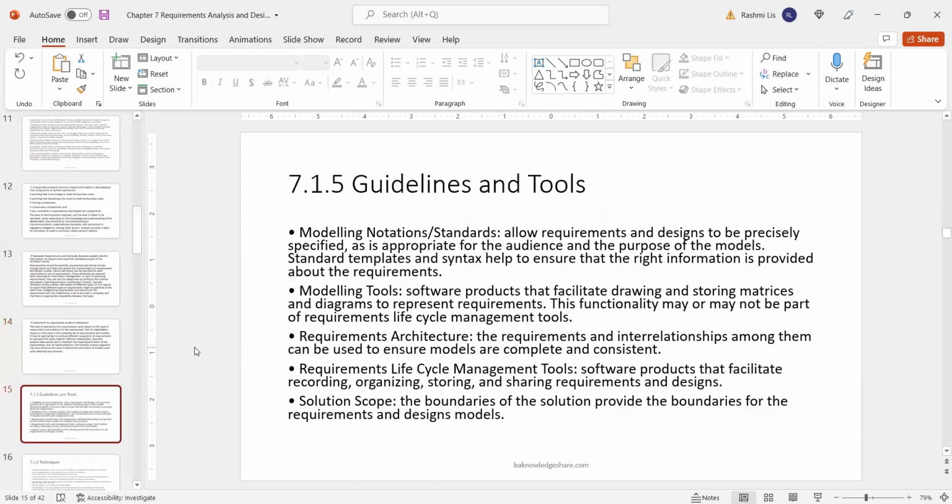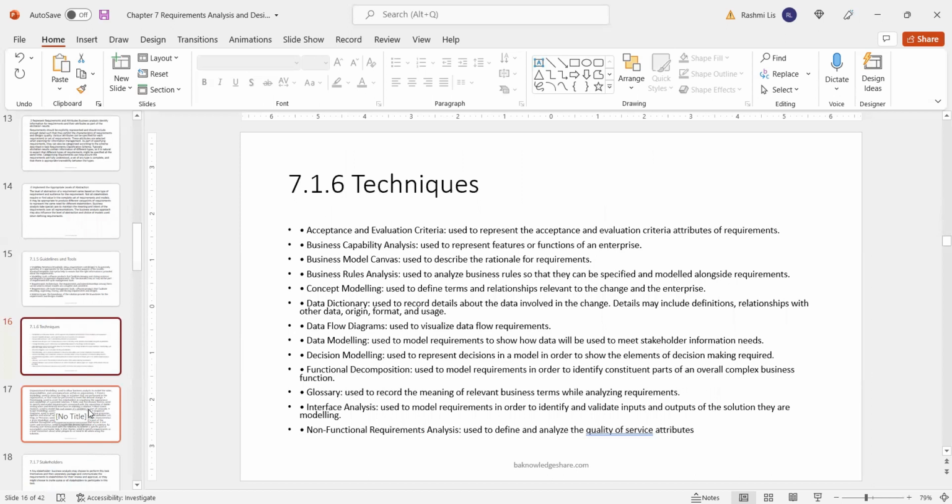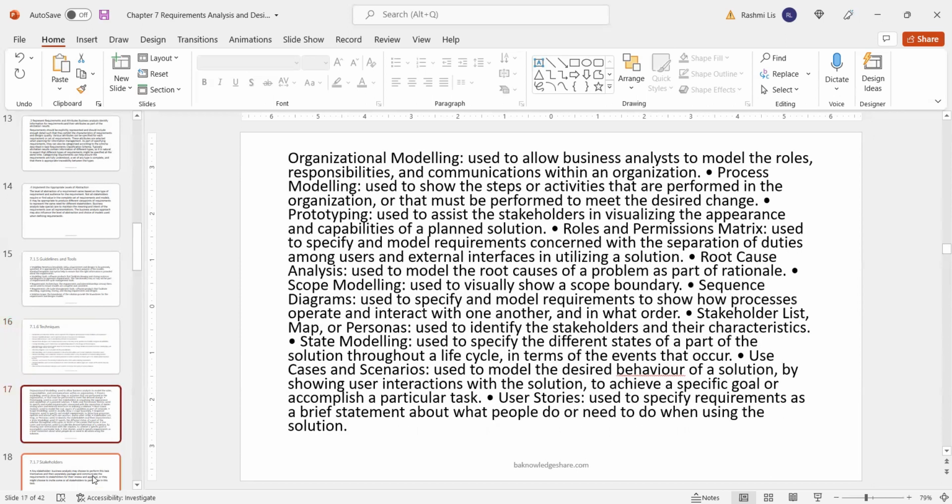Some of the guidelines and tools that are used here are modeling notation standards, modeling tools, requirements architecture, requirements lifecycle management tools, and solution scope. There are many tools that are used in here. I'm not going to go through each and every one of these. You want to reference the BABOK guide to get a detailed view. But at a high level, you can use things like business capability analysis, data dictionary, glossary, non-functional requirements analysis, decision modeling, and other tools that are specified.